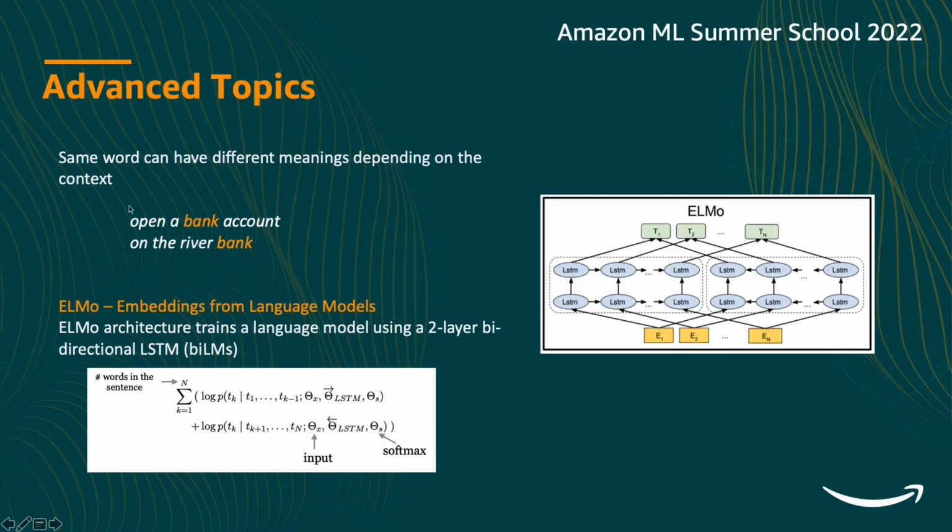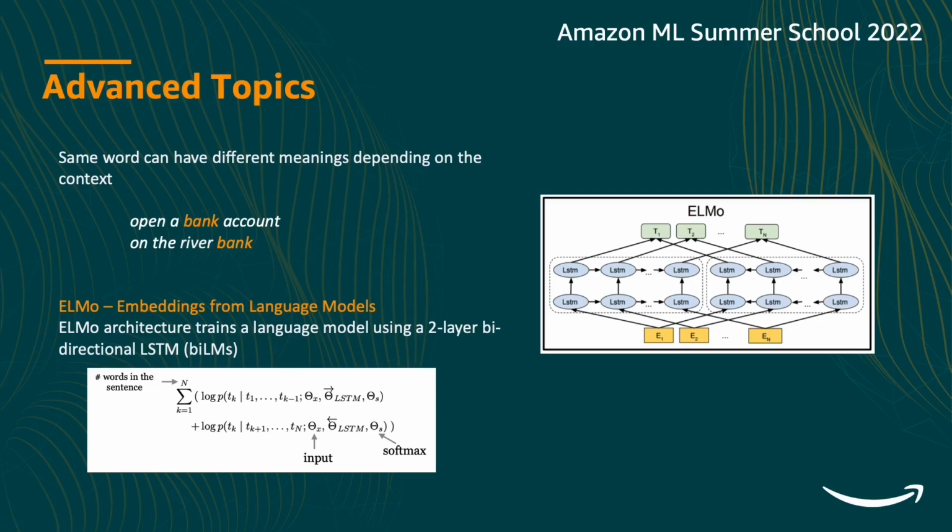As an example, take these two sentences. One is open a bank account, another is on the river bank. Now, although the word is the same, which is bank, their meaning is completely different. One talks about the bank of a river, and another is the bank where we do our transactions. And so ideally, we would want to learn two separate representations for this word bank, depending on the context where it is used.